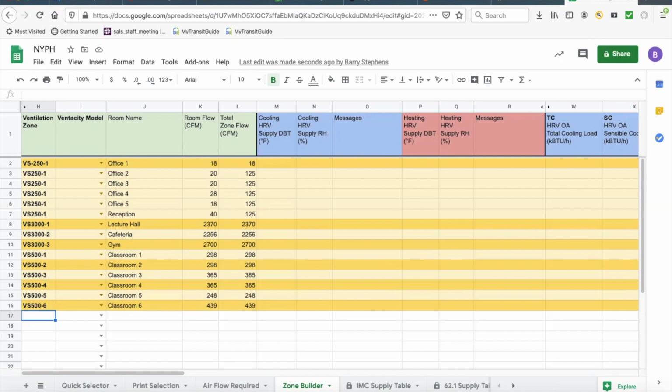So you've got these three are on 3000s. These are all individual ventilation units in each classroom using demand control. And then all the small offices are on a single unit.